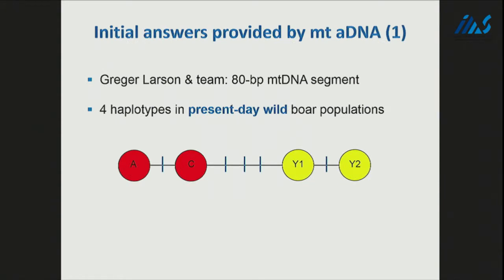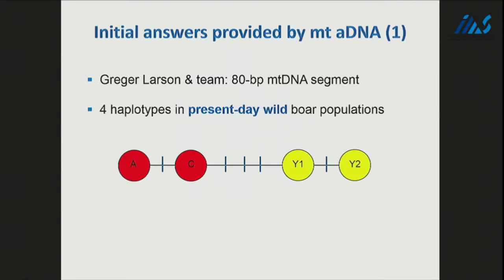The first answers were provided by Greger Larson and his team. He performed an ancient DNA study using mitochondrial DNA, in particular an 80 base pair segment in the control region. And the first step they did, they analyzed the haplotypes in present-day wild boar populations, and they identified 4 different haplotypes. And he called them A, C, Y1, and Y2.